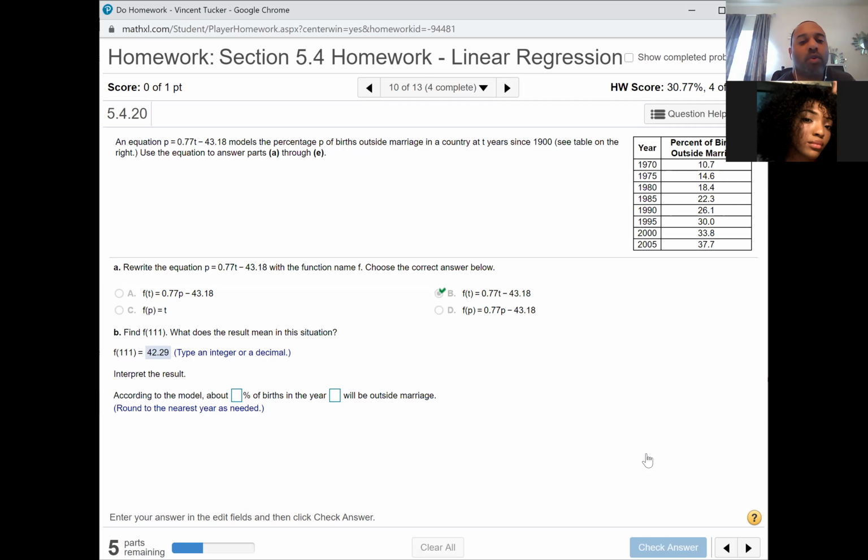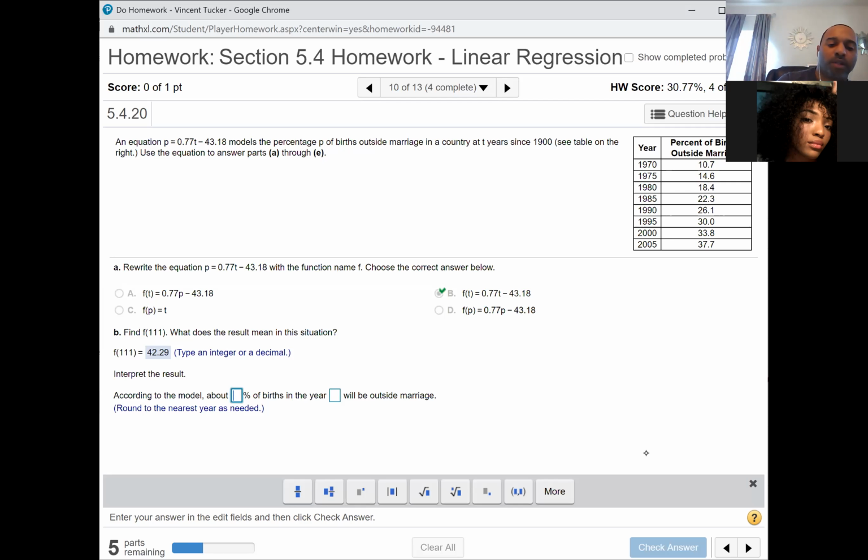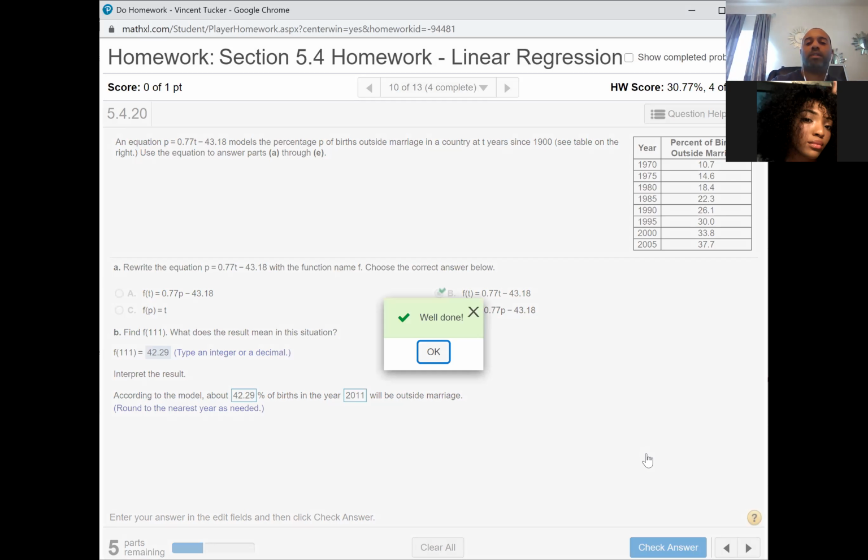All right, so then it says according to the model. So basically you need to interpret the result. According to the model, about blank percent of births in the year blank will be outside of marriage. So what you just calculated was the percentage of births. So that's 42.29. And then that was 111. So don't forget that's since 1900. So you add that 111 to 1900, which would be 2011. And that would be the answer.